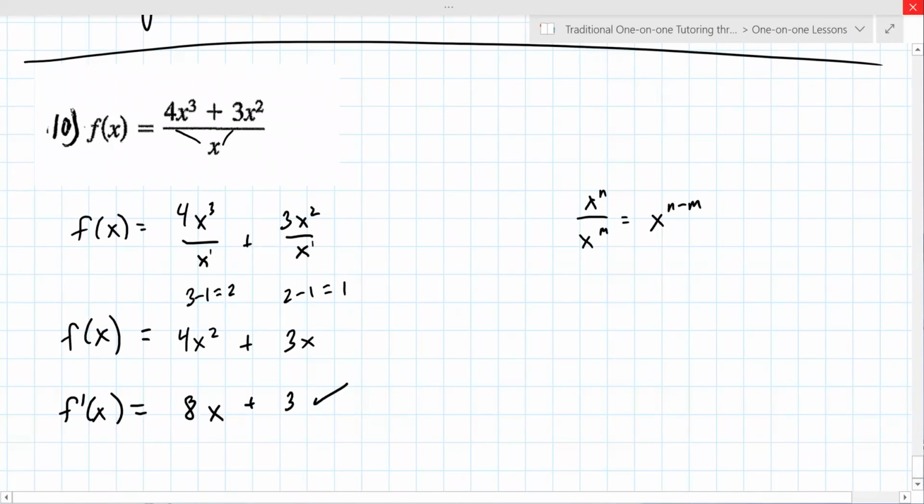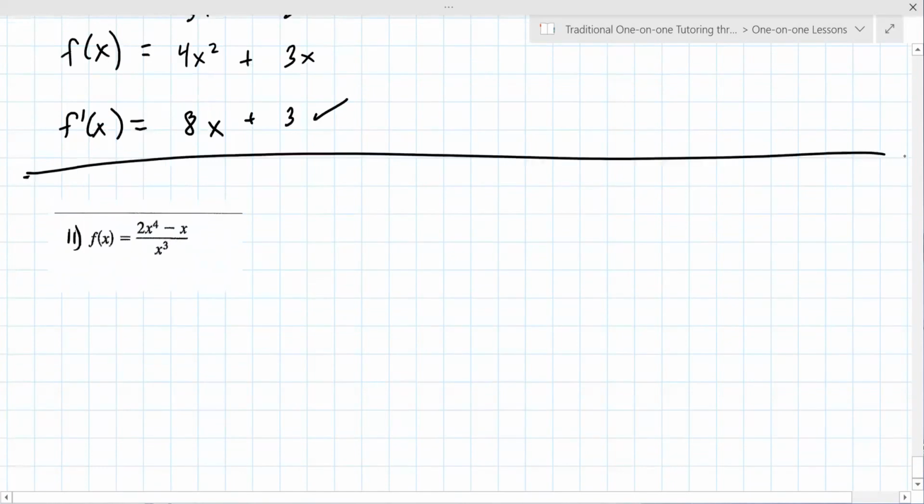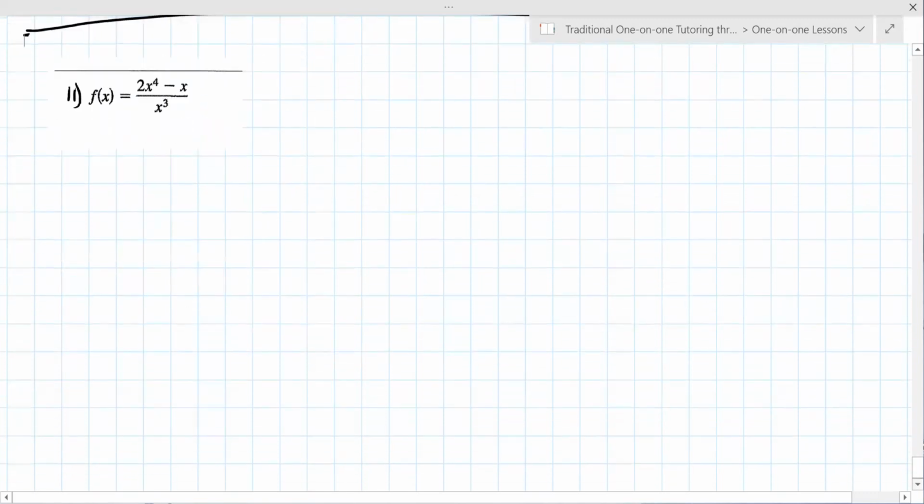Okay, so another one. This one's slightly more difficult, but it's the same setup. You divide and then you take your derivative. So let me cut that out there. Give this one a try. It's a little bit different. If you get stuck, I'll definitely help.